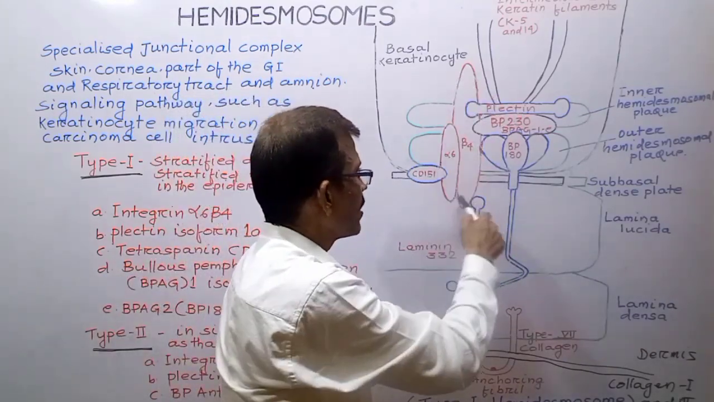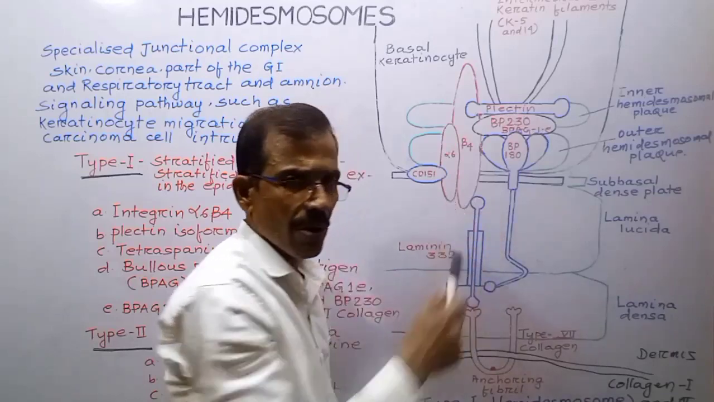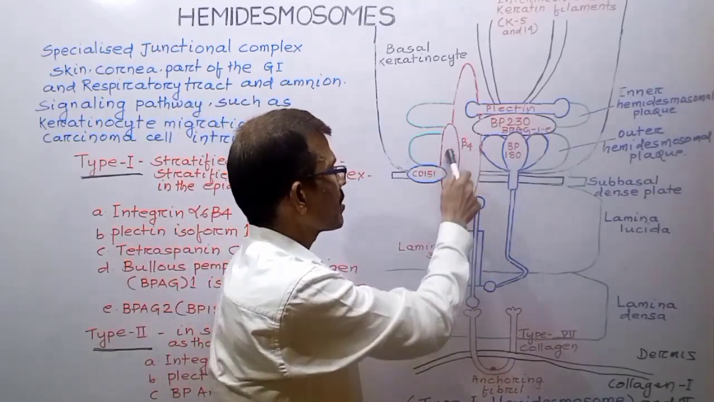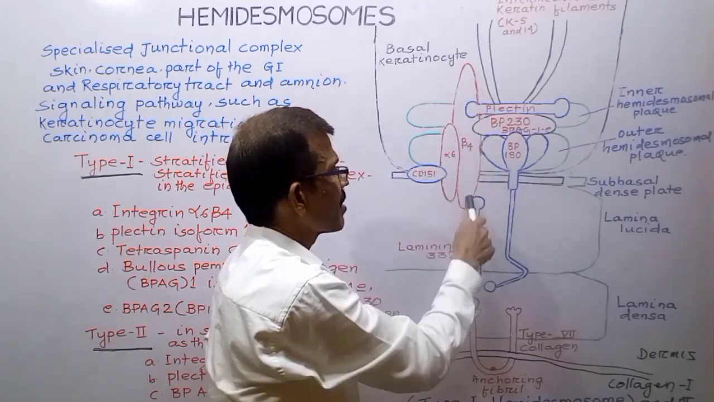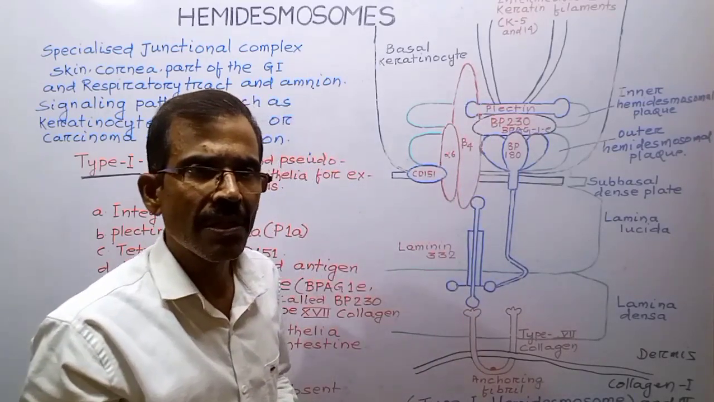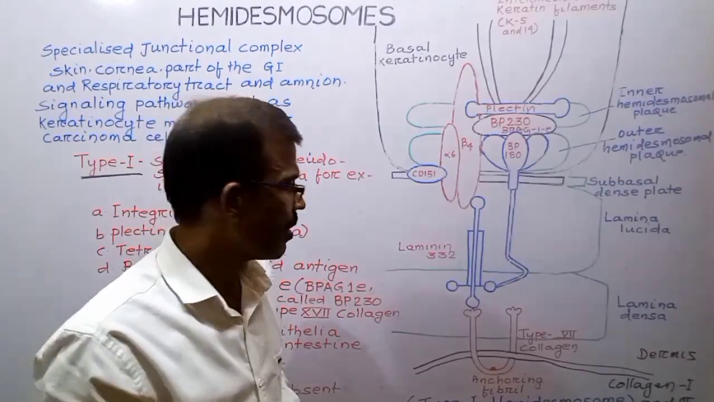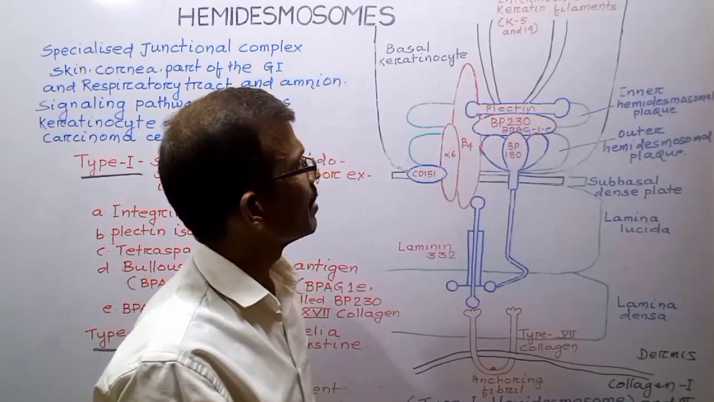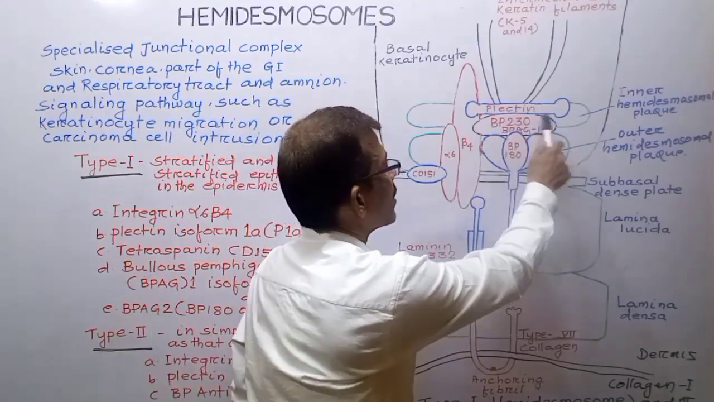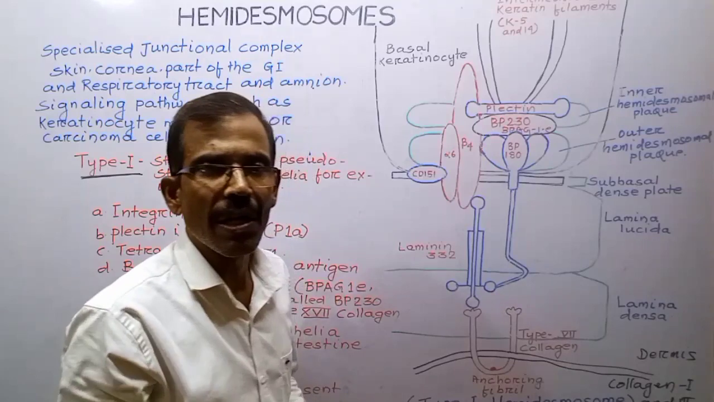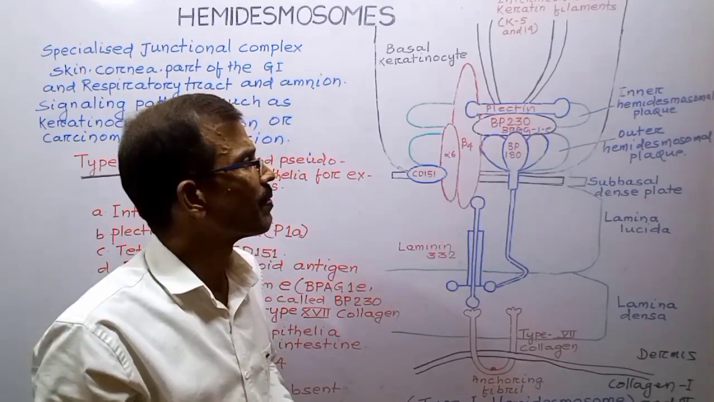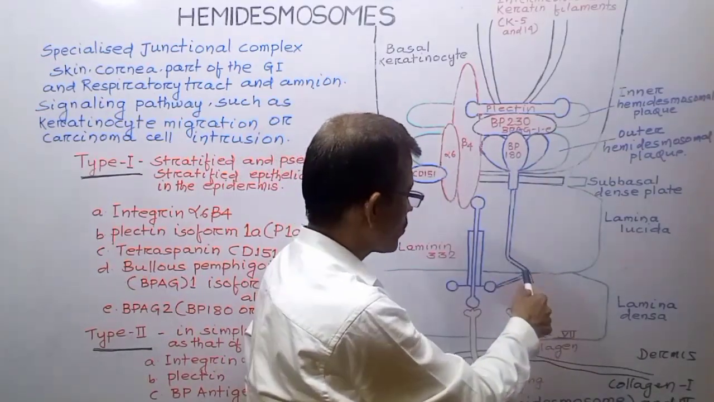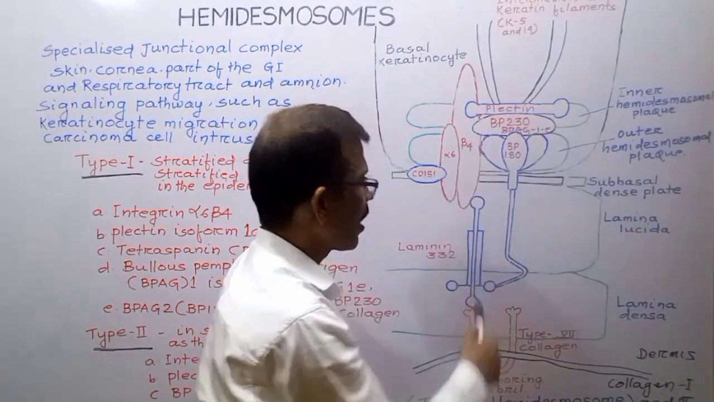Next component, integrin, is a heterodimer. It consists of a smaller alpha 6 subunit and a larger beta 4 subunit. It acts as a receptor for laminin. Another component, that is BP230. Its main role is stability of the hemidesmosome. BP180 also associates with the laminin.